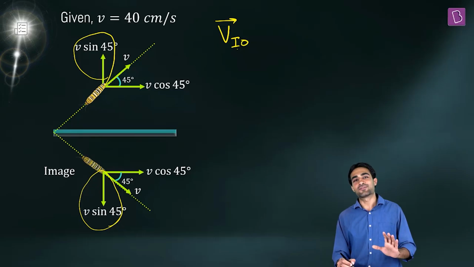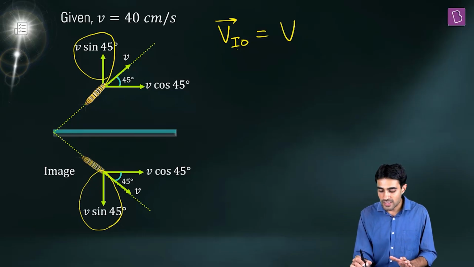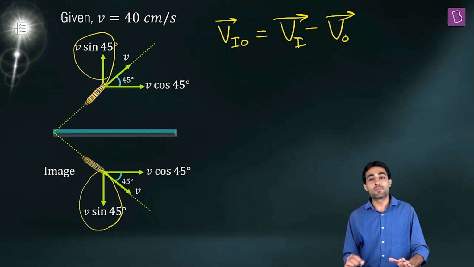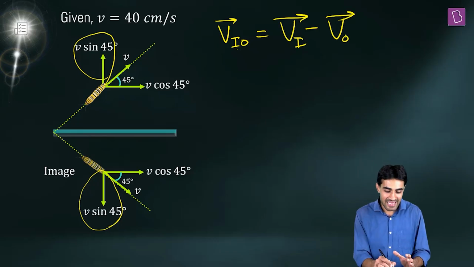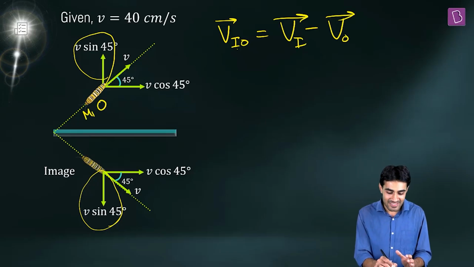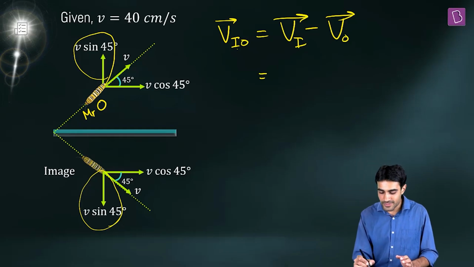By image itself. Don't be confused with insect. So this is velocity of the image minus velocity of the object. What is object? Object is insect. Okay? Yes. So this is insect Mr. O. Mr. O is our insect. Now, velocity of the image.